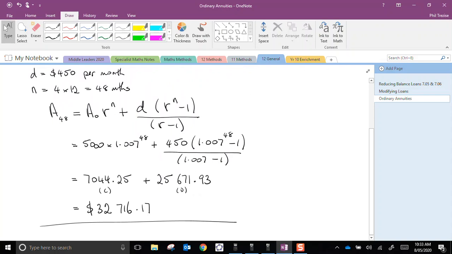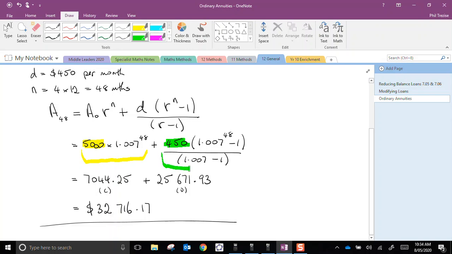An initial deposit of $5,000. There's the initial deposit of $5,000. Remember, this part of the formula is just like the compound interest formula. That 5,000 sits there for 4 years attracting compound interest. They then made monthly deposits of $450, and those monthly deposits each attracted interest. Of course, the first one attracted 48 months' worth of interest. The next one only would have been sitting there for 47 months, and so forth.